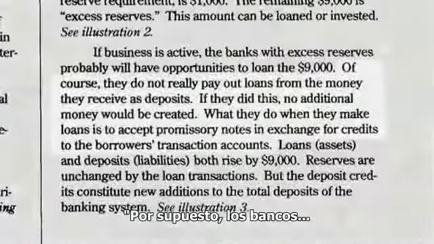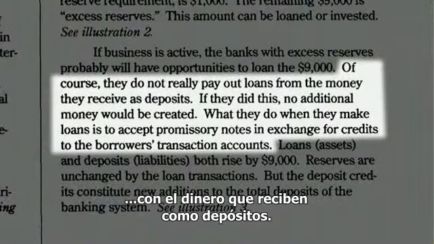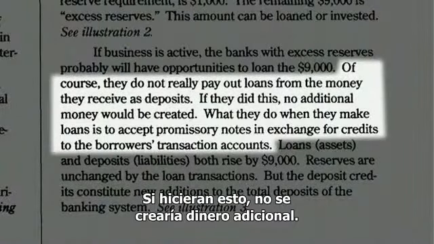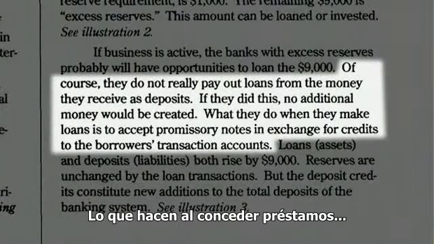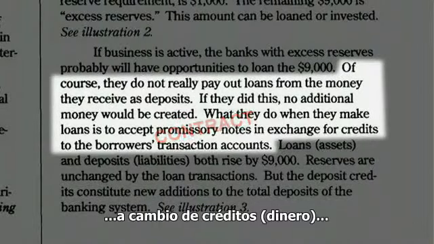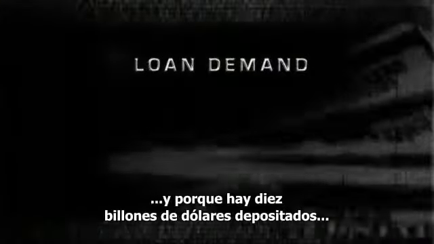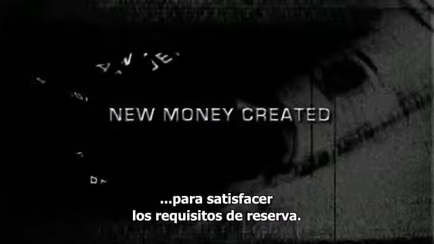As stated in Modern Money Mechanics, "Of course they, the banks, do not really pay out loans from the money they receive as deposits. If they did this, no additional money would be created. What they do when they make loans is to accept promissory notes, loan contracts, in exchange for credits, money, to the borrower's transaction accounts." In other words, the $9 billion can be created out of nothing simply because there is a demand for such a loan and there is a $10 billion deposit to satisfy the reserve requirements.